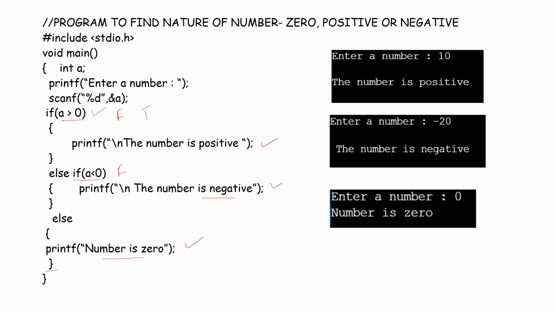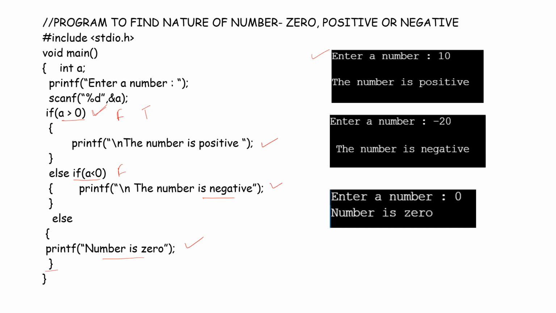Let us take an example. Read a number from the user. If the user enters 10, now 10 is greater than 0, the condition is true, you print the number is positive. The remaining two statements, with respect to the else blocks, are not printed.